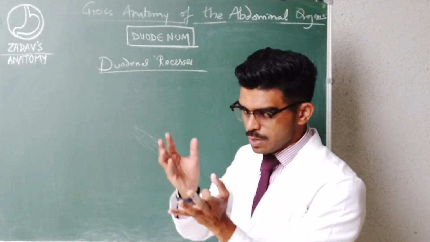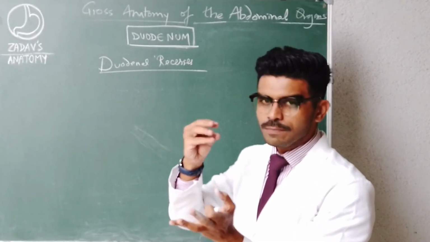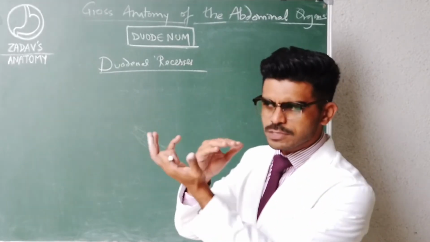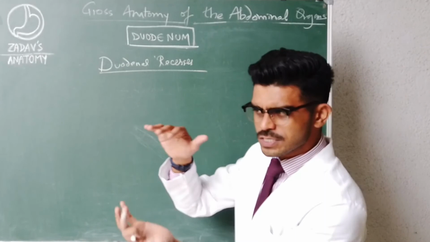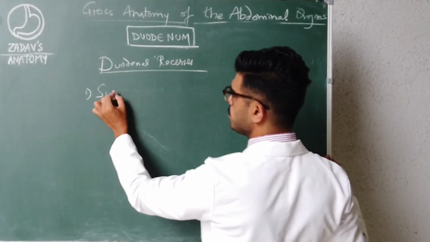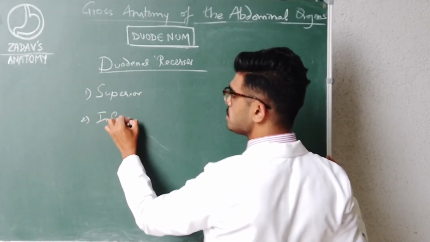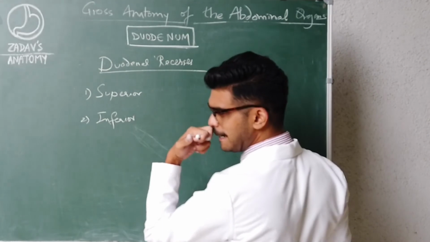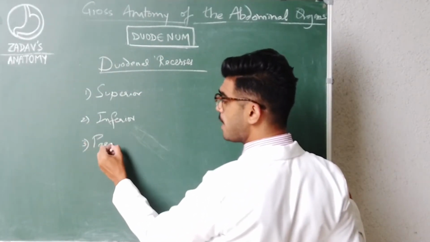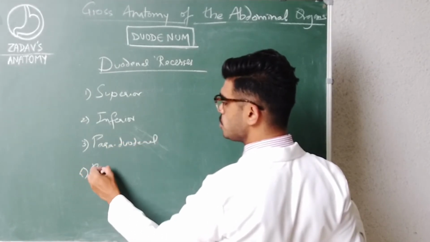Correct? So when it is now continuing to form the jejunum and enters the balloon, it forms certain peritoneal fossae or recesses. The first one is the superior duodenal recess. The second one is the inferior. Of course, you understand that both of these will lie superior and inferior to the duodenojejunal junction. The third one is known as the paraduodenal. And the last one is the retroduodenal.